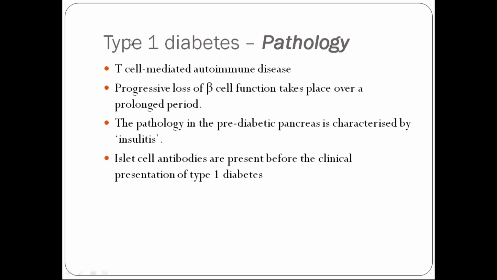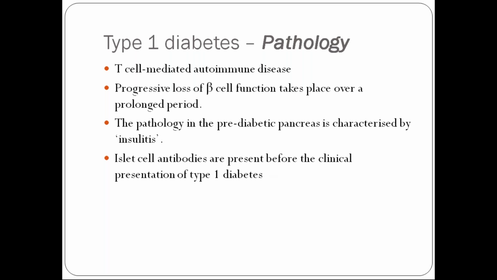Then coming to type 1 diabetes, the pathology is that it is usually a T cell mediated autoimmune disease. As previously told, there will be progressive loss or destruction of beta cell function, and it takes place over a prolonged period. The pathology in a pre-diabetic pancreas is characterized by insulitis, that is inflammation of the pancreas. Islet cell antibodies will be present before the clinical presentation of type 1 diabetes mellitus.